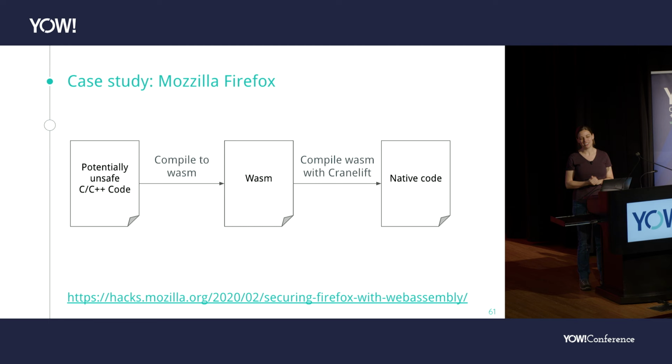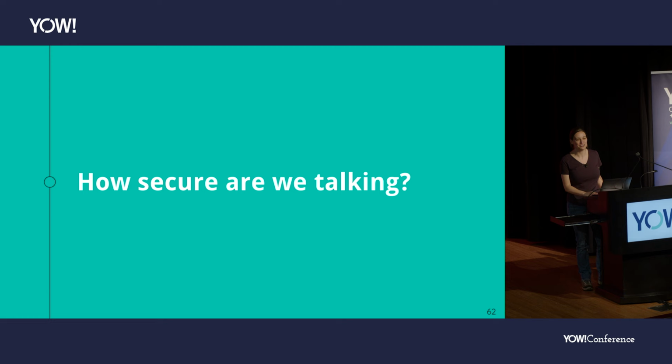If we have, say, log4j, and we were running that in a sandbox, maybe it wouldn't be so bad that we find one day this library has a security vulnerability in it, because that can happen to pretty much any library. So when we're talking about the sandbox that WebAssembly is, how secure are we really talking? Now, this is hard to say, right? You can't really put a number on it, like this is 10 out of 10 secure.